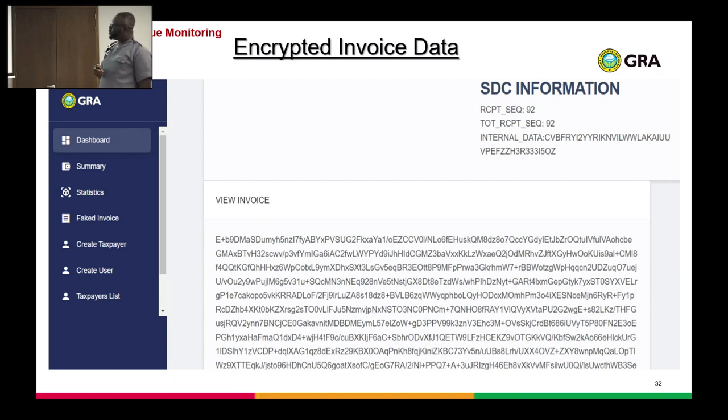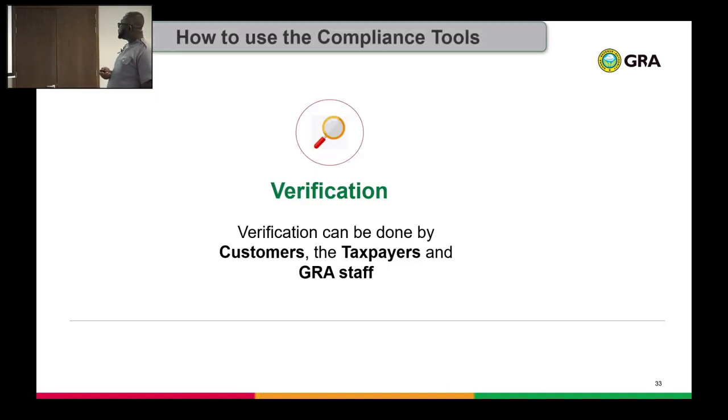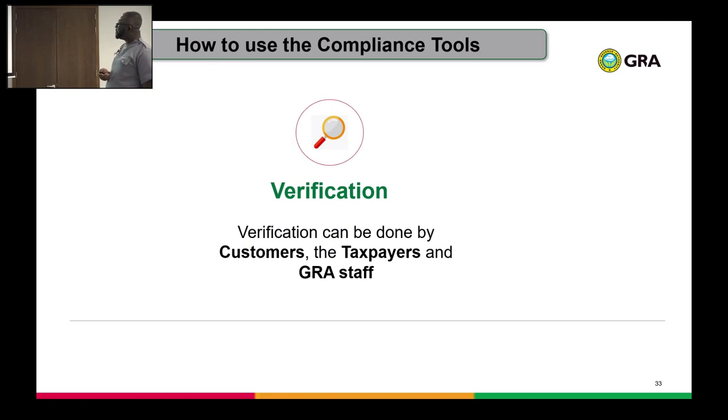The invoice is also encrypted with security features, which means it's extremely difficult for the invoice to be faked. Now, we also have a verification tool, which means that customers and taxpayers and GRA staff can verify the authenticity of an invoice or validate an invoice. And this can be done using just a normal QR code.